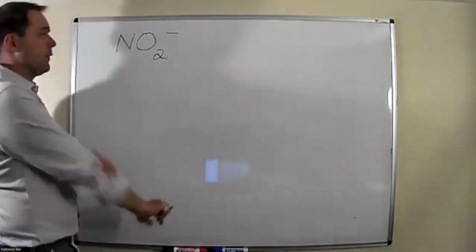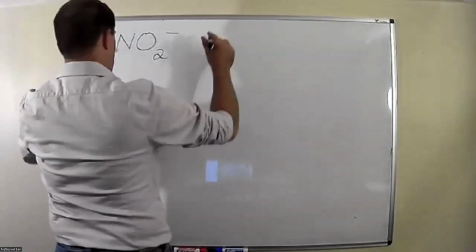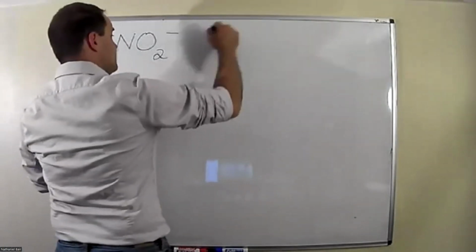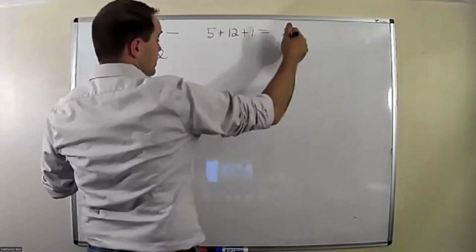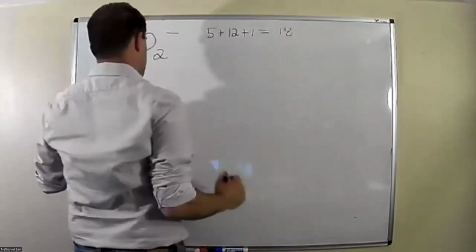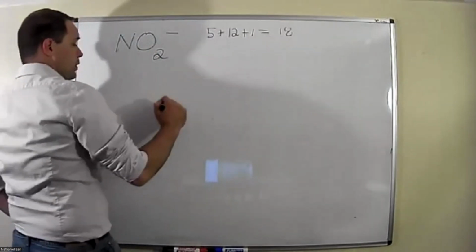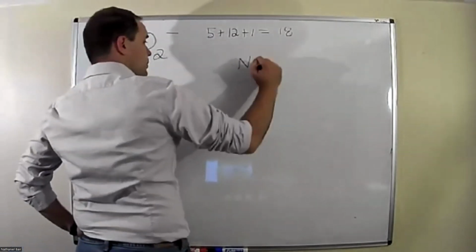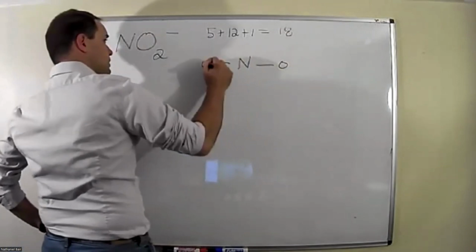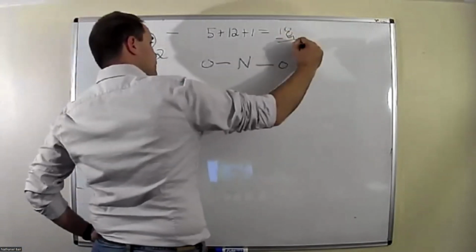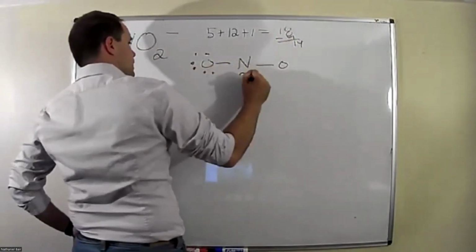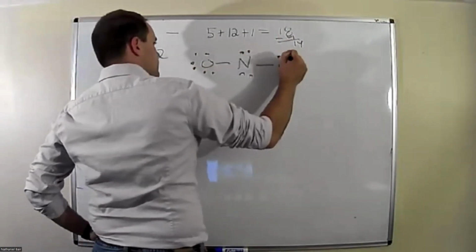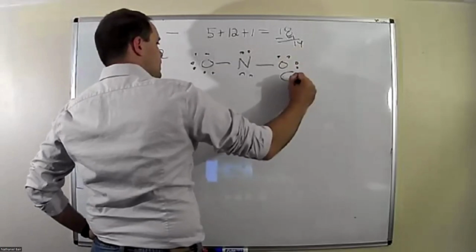All right. We got 5 for the nitrogen, 6 for each oxygen, and an extra 1 for the negative charge. That's 18 electrons to work with. Okay, you're going to put nitrogen in the middle. You're going to have 2 oxygens coming off of it. Leaves you with 14. Here we go. 2, 4, 6, 8, 10, 12, 14.